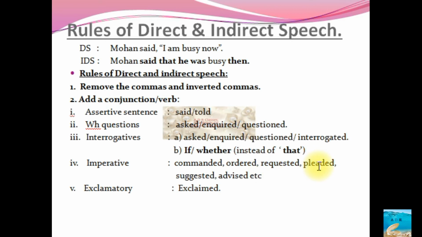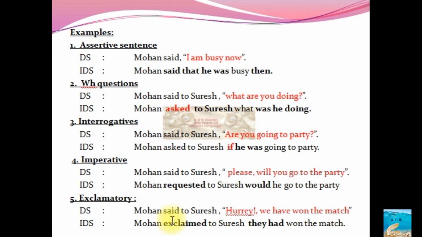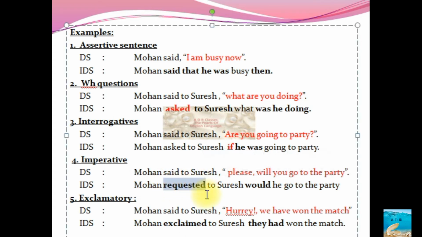You have to understand the tone of the sentence. If it is a command, you should say commanded. If it is an order, you are supposed to say ordered. If it is a request, you are supposed to say requested. How will you come to know whether the sentence is a command, a request or an order? See, I have given you the example of imperative. Please, will you go to the party? Mohan requested. Here we are not supposed to use said. Why? Because the rule tells us that it is requested. Since he is using the word please here, you are supposed to use the word requested.